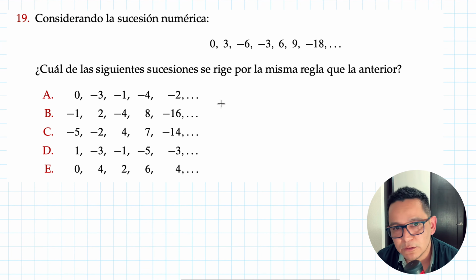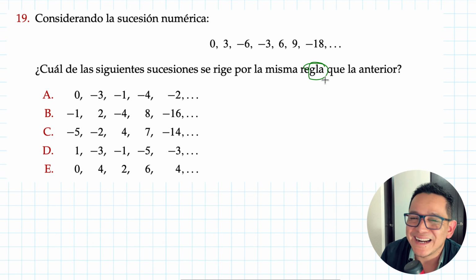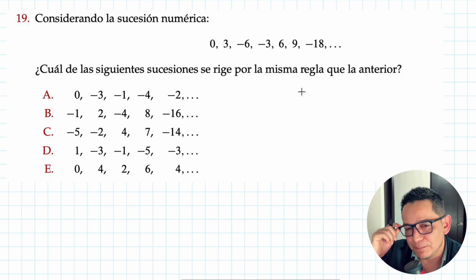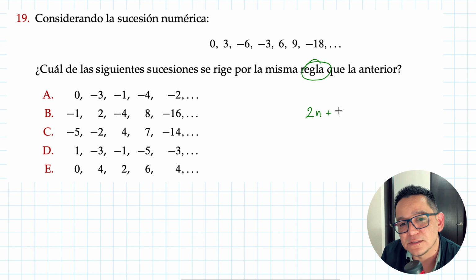Okay, let's see. I want to make a comment here. Look, this is actually wrong. It's not the rule. Here they really should have looked for another word, but not rule. When you talk about a rule for a sequence, are you really referring to a model? I mean, a mathematical model, for example, 2n plus 6.